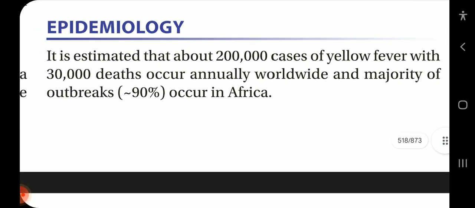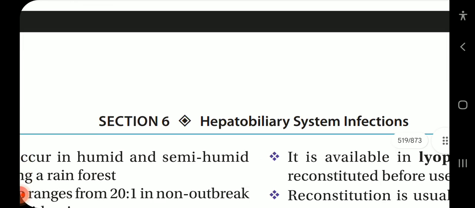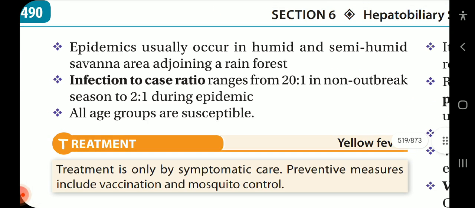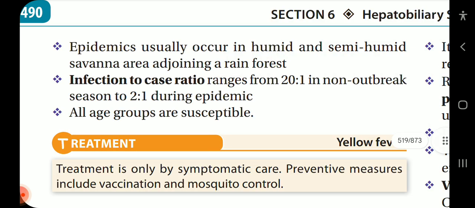Epidemiology. It is estimated that about 2 lakh cases of yellow fever with 30,000 deaths occur annually worldwide, and the majority of outbreaks occur in Africa. Epidemics usually occur in humid and semi-humid savanna area adjoining a rainforest. Infection to case ratio ranges from 20:1 in non-outbreak season to 2:1 during epidemic. All age groups are susceptible.